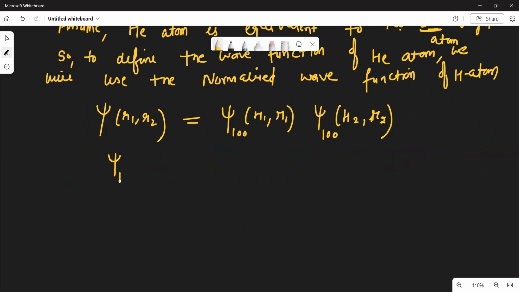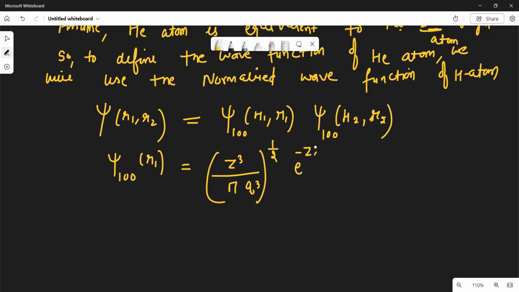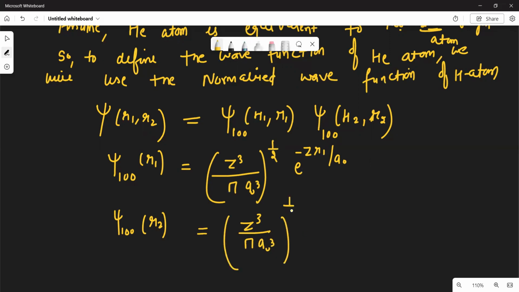So the expression of the wave function for hydrogen atom is z cube upon pi a naught cube whole under root e raised to power minus z r1 by a naught. Right? And for second hydrogen, the wave function will remain same, the expression will remain same. Just there is one difference. In place of R1, we will write R2.